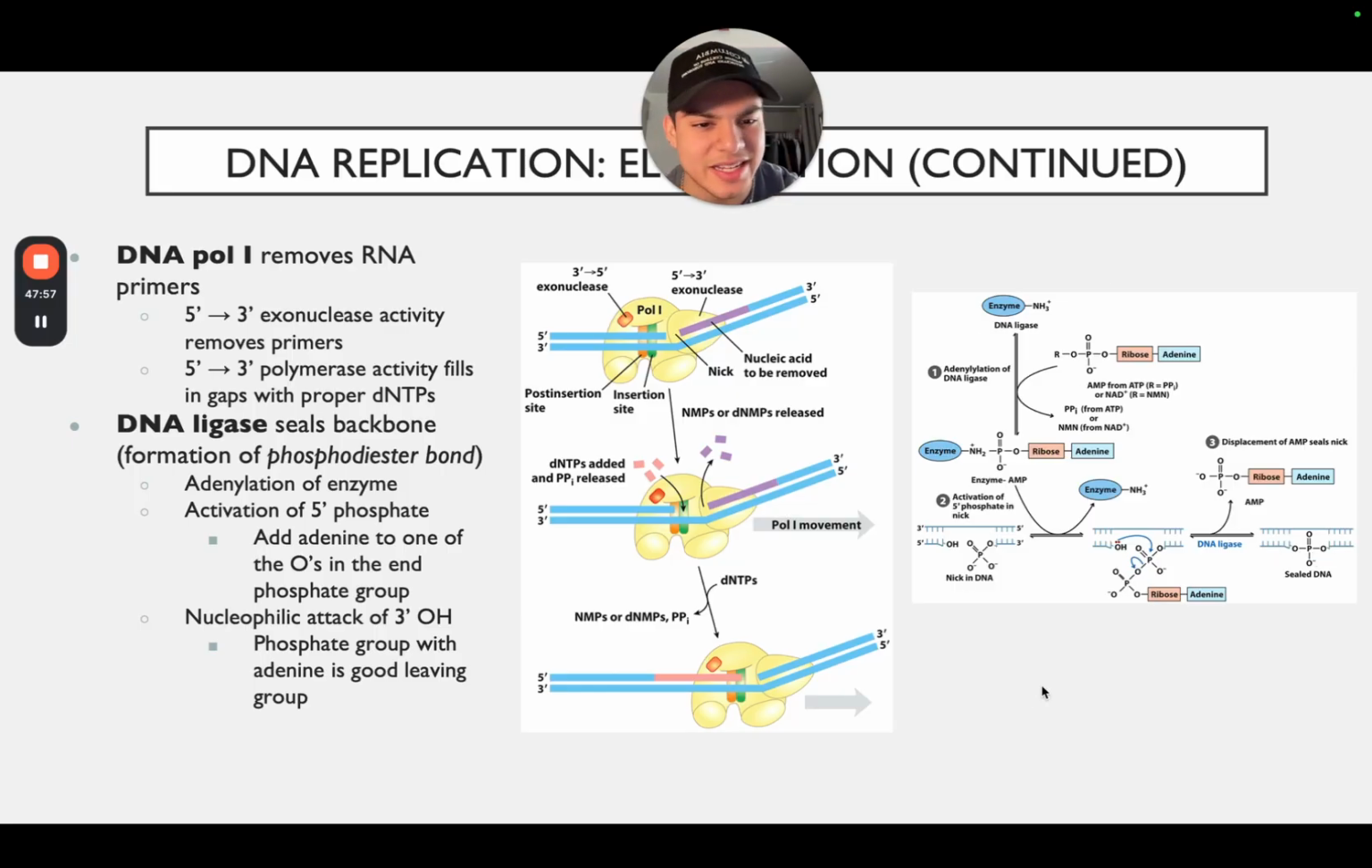So you don't really need to know this mechanism. You just need to know that the enzyme can be adenylated, and then it allows for the phosphodiester bond to form, and then now you have a continuous piece of newly replicated DNA.